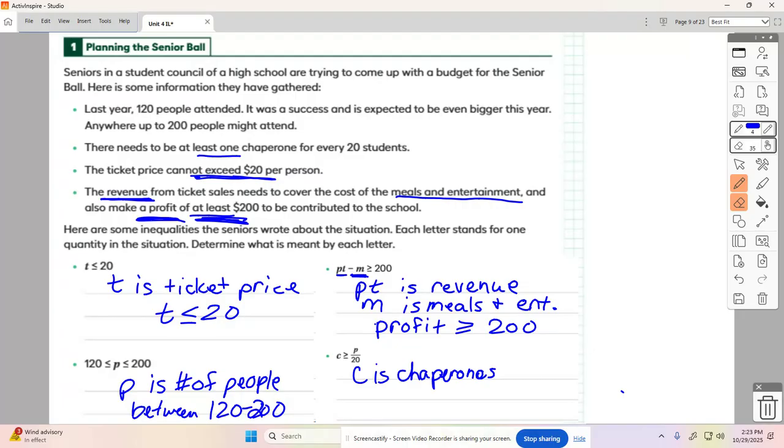So, the chaperones, there has to be more than the number of students divided by 20. Think about it. For every 20 students, you need at least one chaperone. So the number of chaperones has to be greater than or equal to P divided by 20. Does that make sense? Yes.